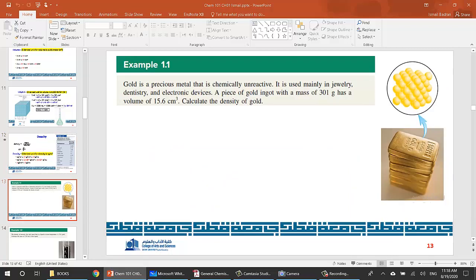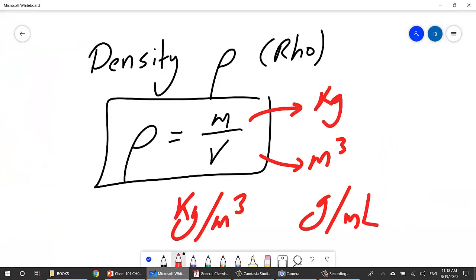This question here speaks about density. Let's read the question. Gold is a precious metal that is chemically unreactive. It's used mostly in jewelry, dentistry, and electronic devices. Usually these questions tell you a story that might not relate to the question itself, but the question starts here where it says a piece of gold ingot with a mass of 301 grams has a volume of 15.6 centimeter cube, or in other words 15.6 milliliter. Calculate the density of gold. This is a straightforward question.